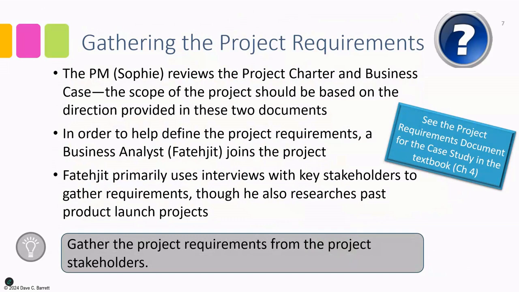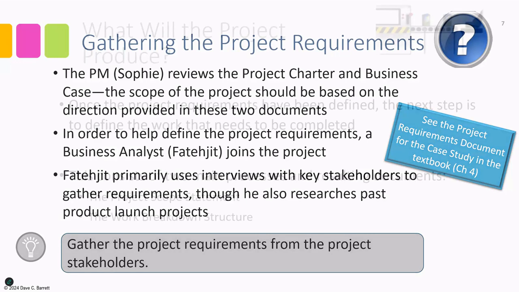Now, at this point, the project team may start to grow. So we saw that in order to help define the project requirements, a new team member, a business analyst, Fattyjet, joins the project. Fattyjet primarily, as you saw in the video, uses interviews with key stakeholders to gather requirements. You saw a meeting there of Fattyjet and a number of the project stakeholders, although he also researches past product launch projects. You can see the project requirements document for the case study in the textbook in chapter 4. And key idea, gather the project requirements from the project stakeholders.